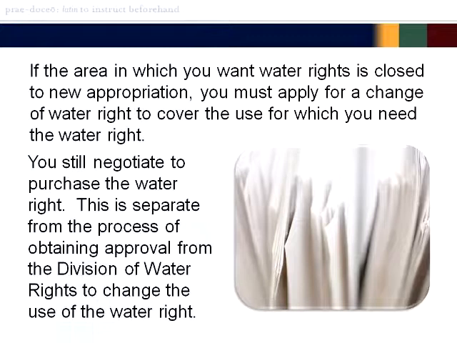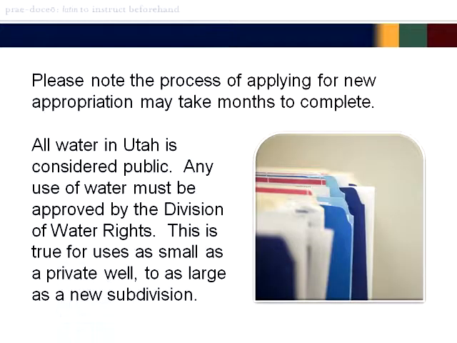If the area in which you want water rights is closed to new appropriation, you must apply for a change of water right to cover the use for which you need the water right. You still negotiate to purchase the water right. This is separate from the process of obtaining approval from the Division of Water Rights to change the use of the water right. Please note the process of applying for a new appropriation may take months to complete.